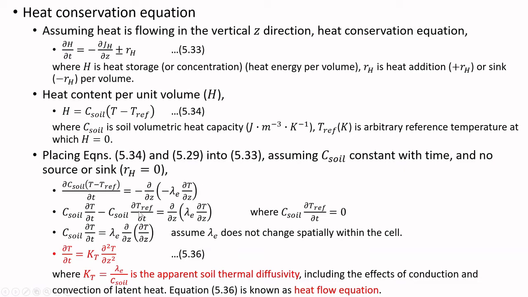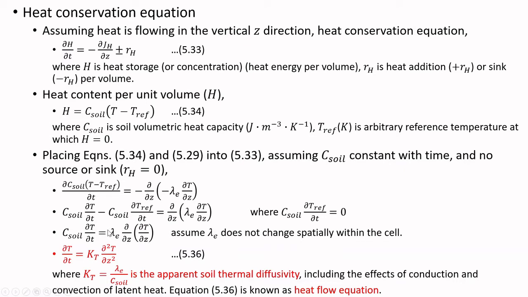If we expand this, we get this and this. If we take the derivative of T reference, we will get zero, so this part becomes zero. So we're only left with C-soil times the time derivative of the temperature, and of course the effective thermal conductivity does not change, especially within the unit volume. So we can take it out and then we have something like this.